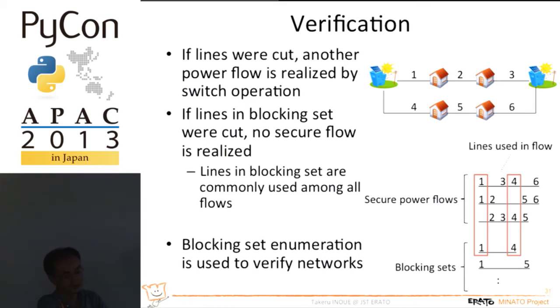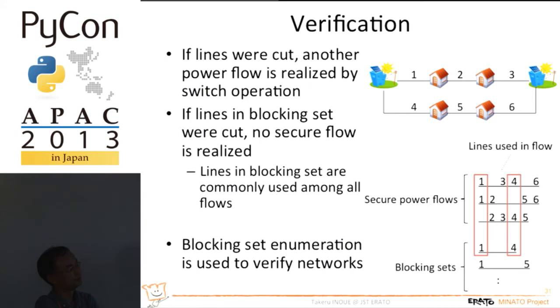Before describing verification, let me describe a failure in a power network. In order to deliver the power, we don't use all lines at a time. We only use some of the lines to deliver the power. If a few lines were cut by accident, we could deliver the power using other lines by reconfiguring switches. However, there is a set of lines commonly used in all the secure power flows. If all lines in such a set were cut, no secure power flow could be reconfigured. Mathematically, such a set is called a hitting set or blocking set.